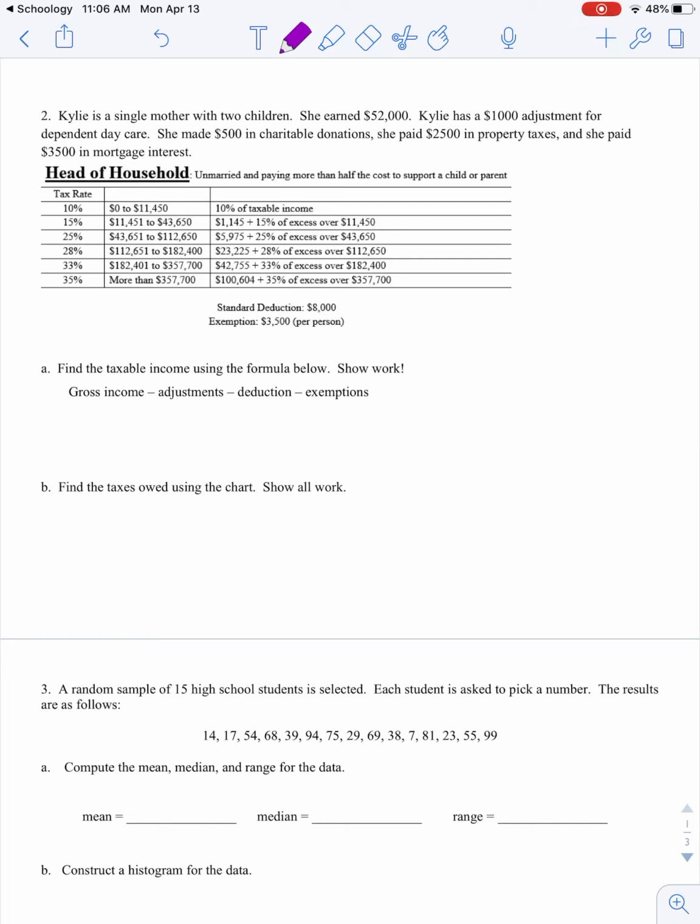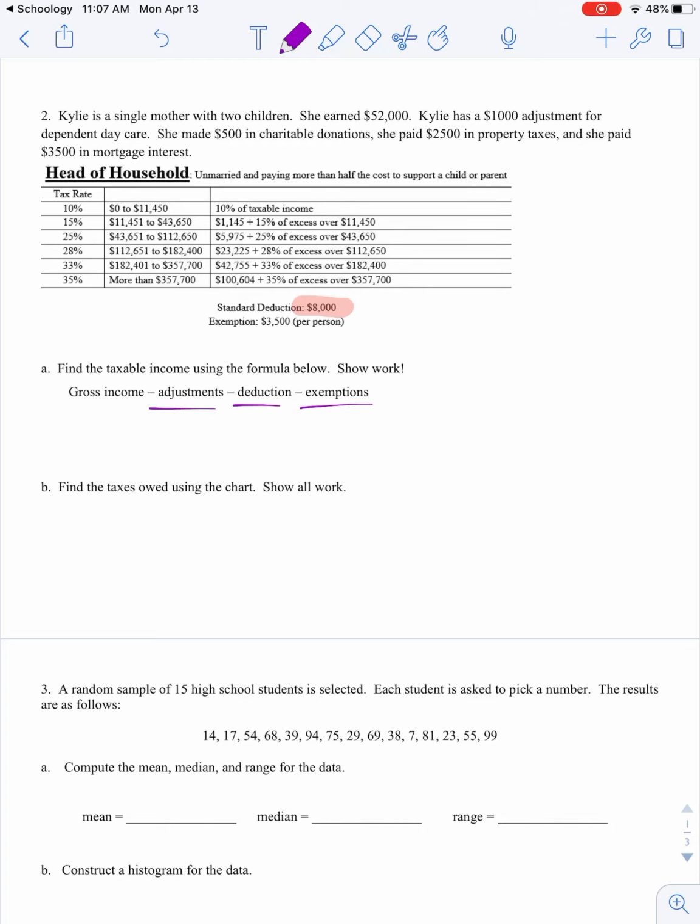Going down to the taxes. Remember, to come up with the taxable income, we need to subtract A, D, E, the adjustments, the deductions, and the exemptions. So remember, the deductions is the hardest part. You're always going to try to figure out what's better. Do we want to take the standard deduction of $8,000, or are the itemized deductions going to be better?